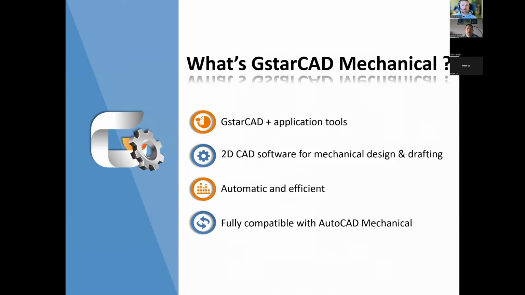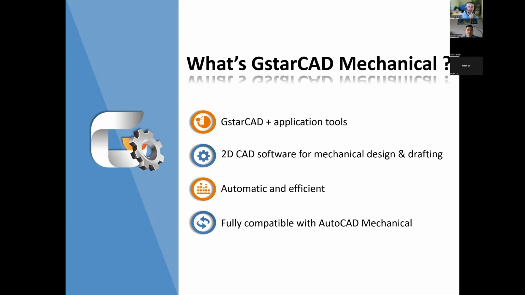And first, I want to say something about what GstarCAD Mechanical is. Basically, it's a 2D CAD software for mechanical design and drafting. It's based on the GstarCAD platform professional version, which means it contains all the commands and functions in the GstarCAD platform professional version.